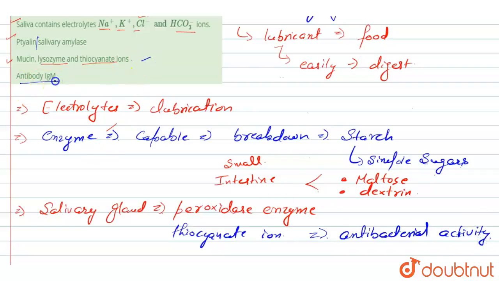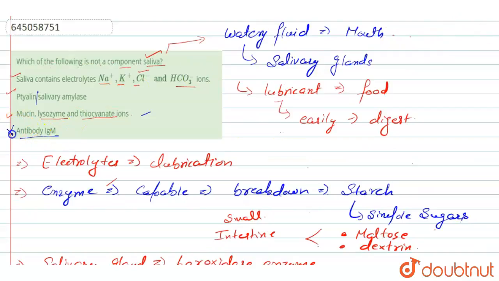Next is the antibody IgM. So this option is incorrect for our question. Why? Because saliva doesn't contain antibody IgM. It contains the antibody IgA. Saliva and tears both contain the IgA antibody. So the correct answer for our question, which asks what is incorrect, is the antibody IgM.